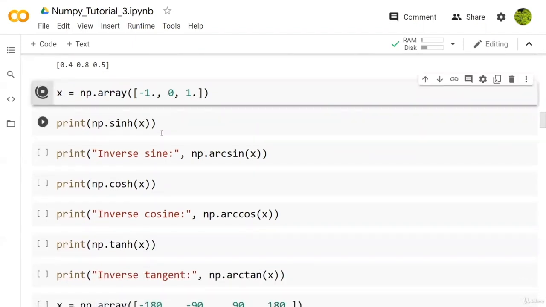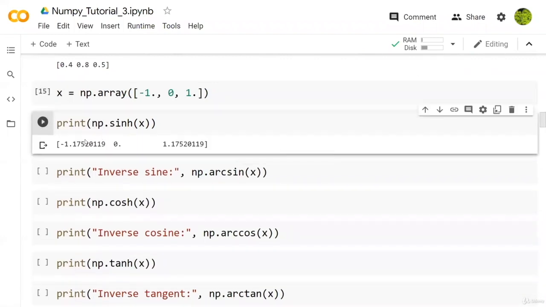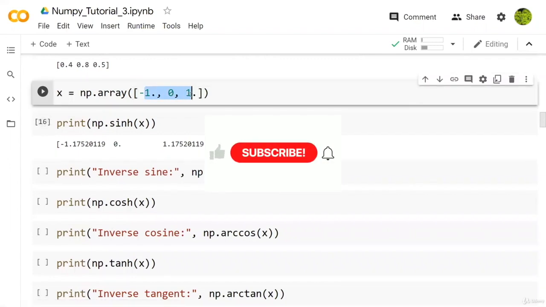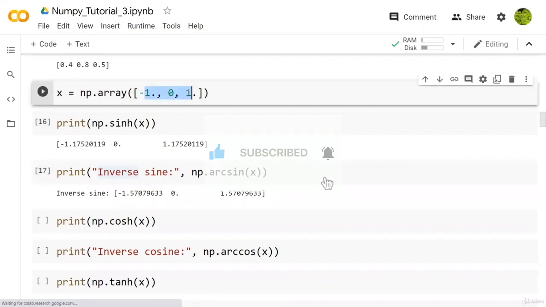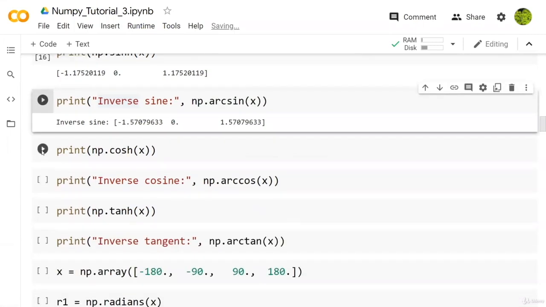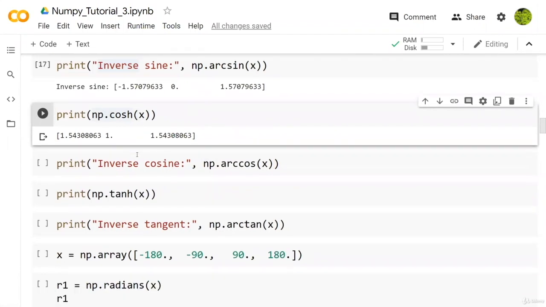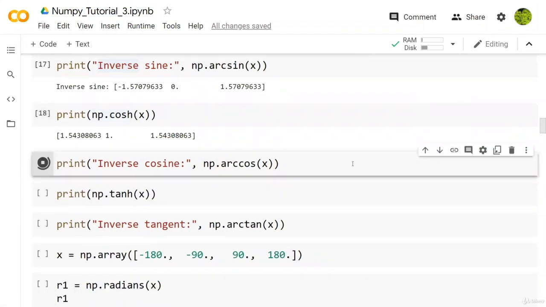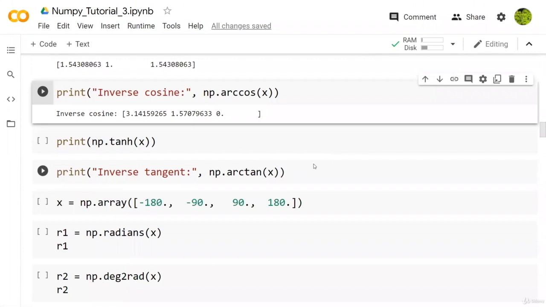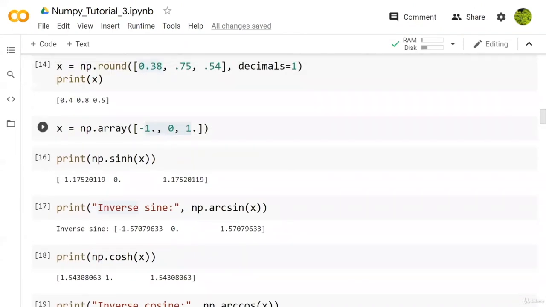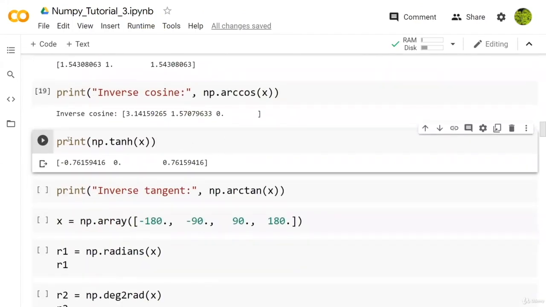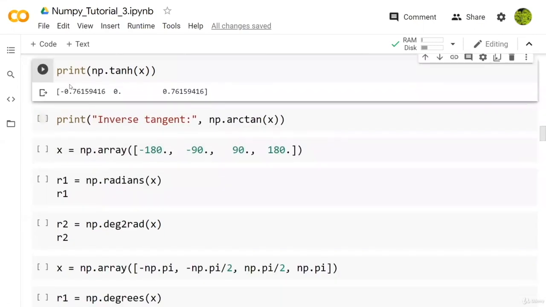Suppose I have an array like this: minus 1, 0 and 1. I can find out the sine of that, the hyperbolic sine, and the inverse sine also. I can find the cosine values of that, the hyperbolic cosine, and the inverse cosine. I can find out the tan value of minus 1, 0 and 1, and the inverse of that. Tan operation, inverse tan operation.